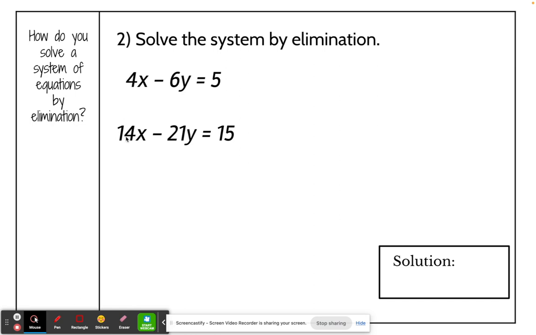I know both 4 and 14, I can get to 28. I could get 6 and 21 both to 42. Both of these are negatives. Both of these are positive. I think I'll go with 28. I don't know why, I just kind of like that. So I'm going to multiply this whole top equation, let's say by 7. Then I'm going to multiply this whole bottom equation by negative 2 to get it to negative 28.